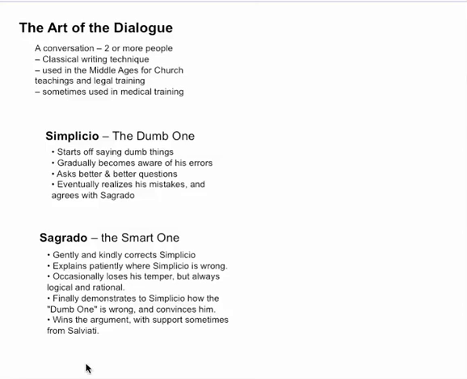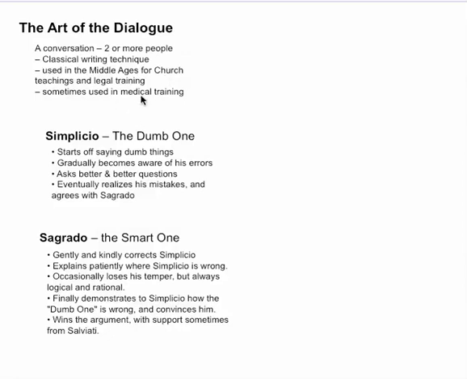Hi, sixth graders. In class today, we talked a little bit about dialogues and how valuable they can be as study aids. In the Middle Ages, the dialogue was understood to be two or more people in a text talking to one another. It was a classical writing technique, but it was used in the Middle Ages for training law scholars or lawyers, and also for imparting important church teachings.